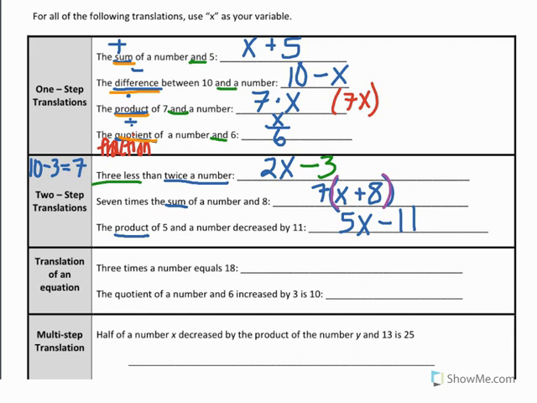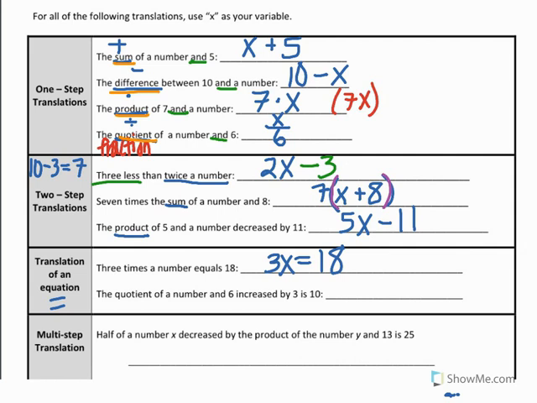Let's move on to translating an equation. Now remember, an equation means we're going to have an equal sign. So let's take a look at the first one. 3 times a number equals 18. This one is kind of straightforward. We're going to do 3 times a number, so 3 times a number x, 3x, is going to equal 18.